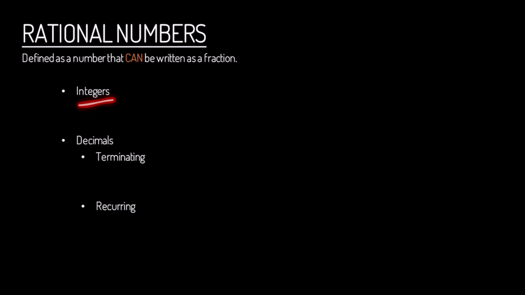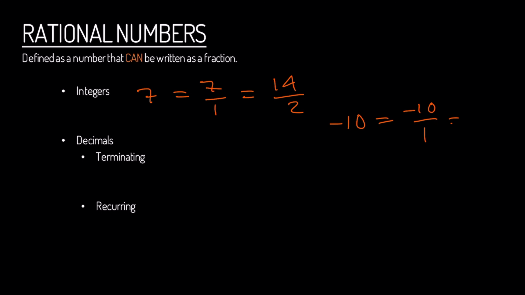So looking at integers, we can express 7 as a fraction by writing it as 7 over 1, or we can write that as 14 over 2. Another example could be minus 10. We could write minus 10 as minus 10 over 1, or minus 20 over 2. So any integer or whole number can be expressed as a fraction, meaning it's a rational number.